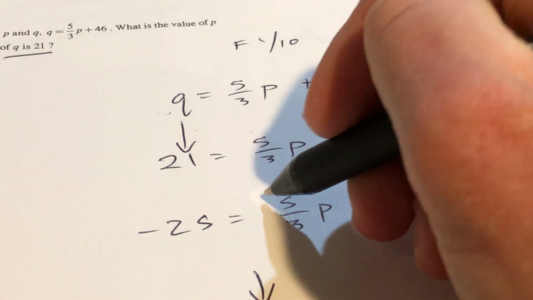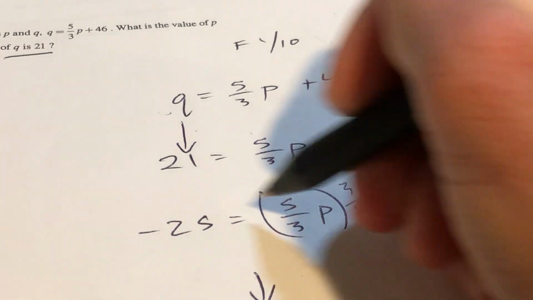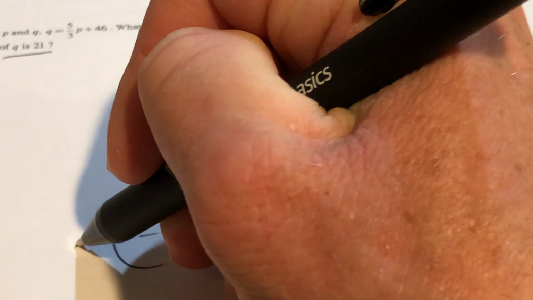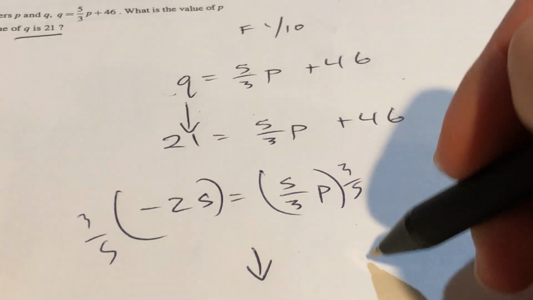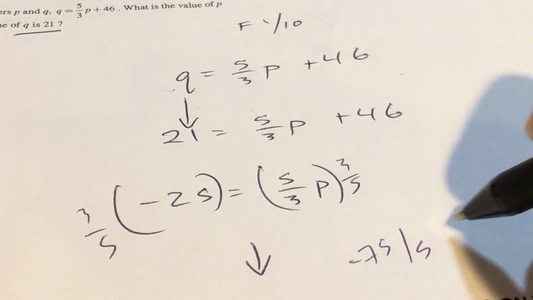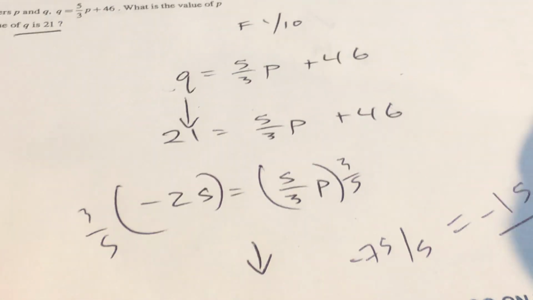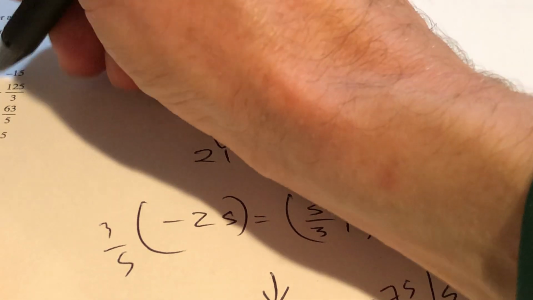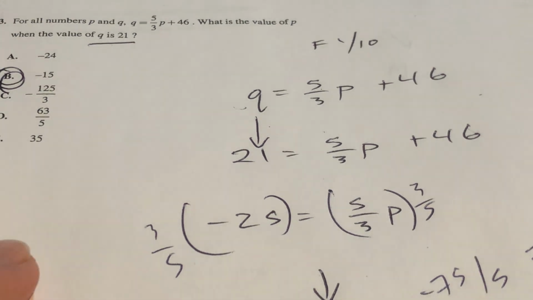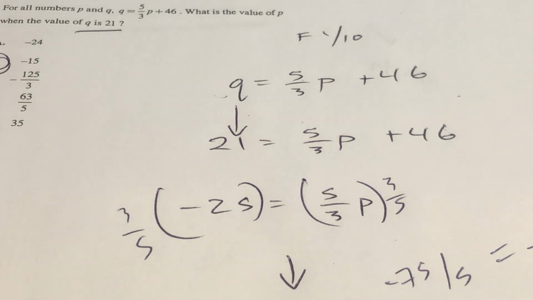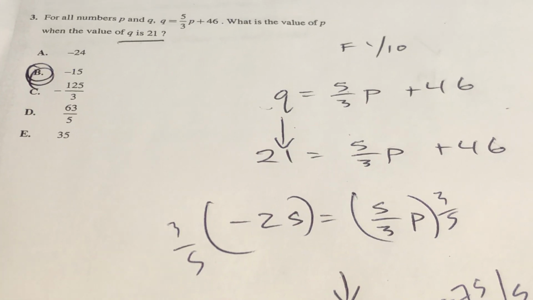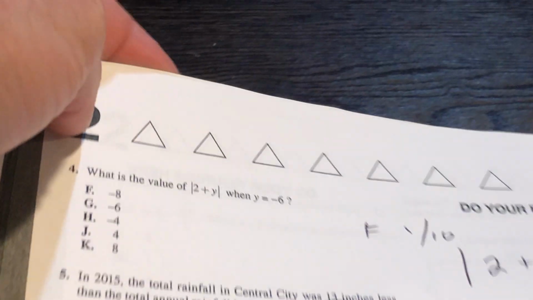Then you have this. Okay, I'm going to multiply by 3/5. You could divide by 1.6 repeating, that's fine. That's going to be a negative 75 over 5, which is a negative 15. Negative 15 is your solution there. All right. And we're going to do the next page together.